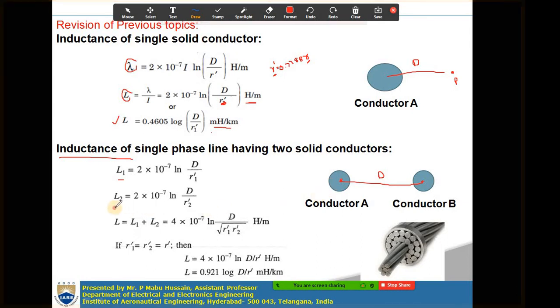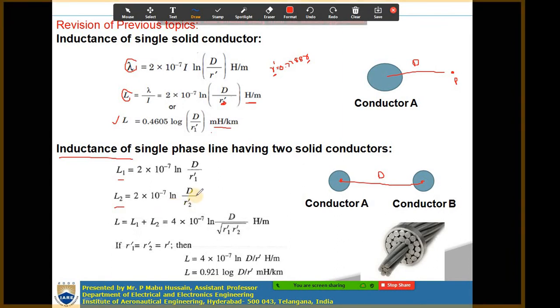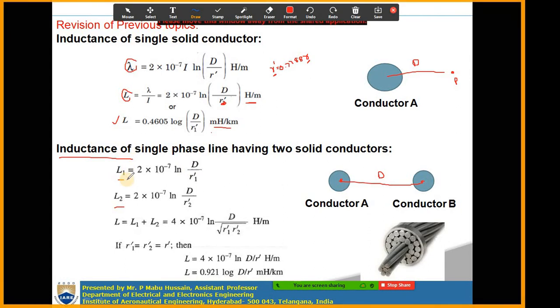Similarly, you can write the inductance expression for the second conductor, which is 2 into 10 power minus 7 ln D by r2 dash. So these are the two inductance values for conductor A and conductor B. Now if you want to calculate the loop inductance or circuit inductance, this loop inductance L is equal to the sum of the inductances of the two conductors, which is L1 plus L2.